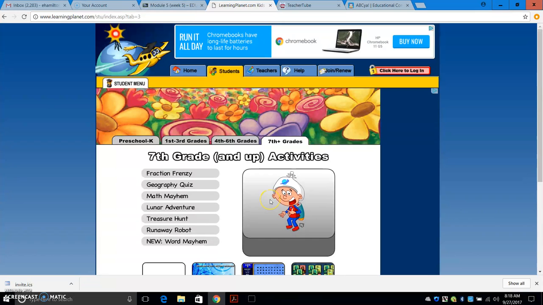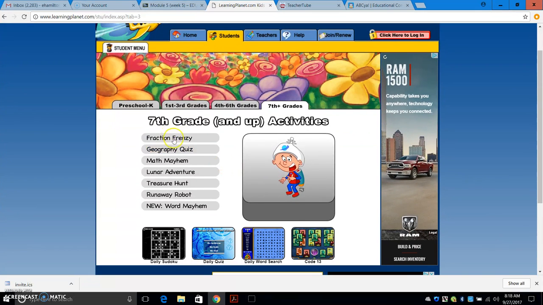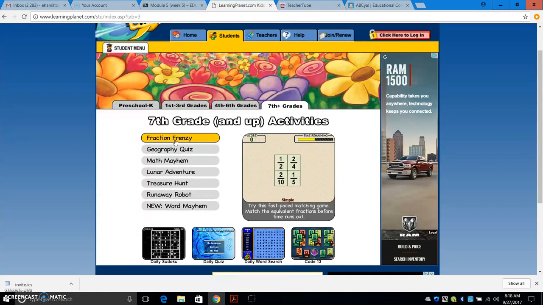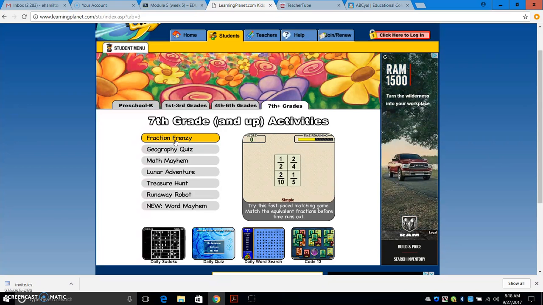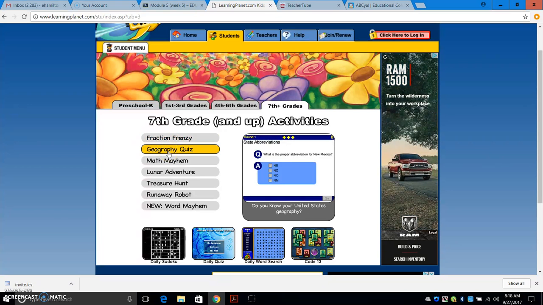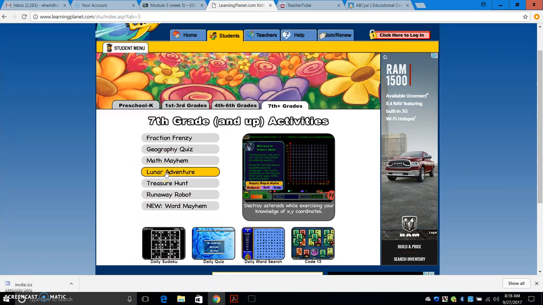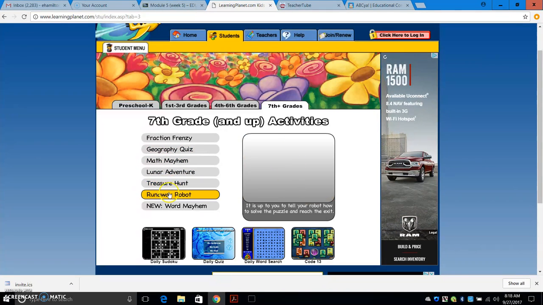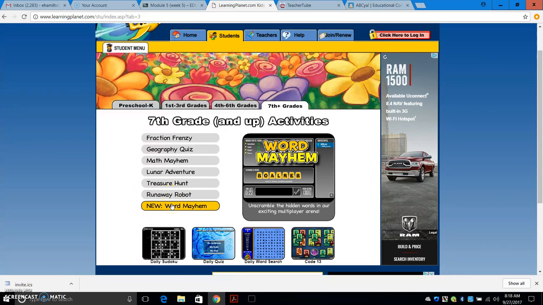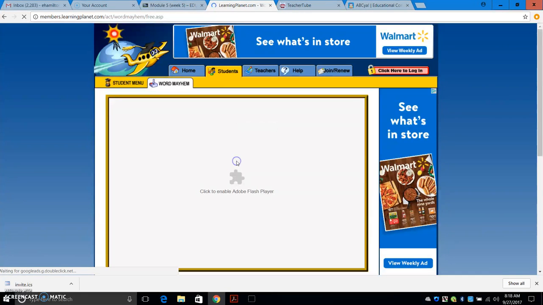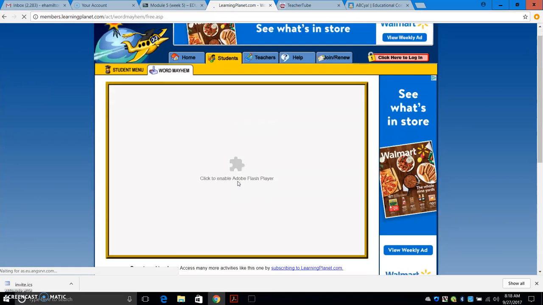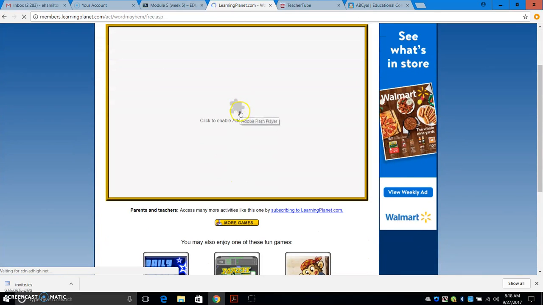Let's see, so we got some activities. Let's see, Fraction Frenzy, so it deals with fractions. I'm not going to try that because I'm an English teacher. Geography quiz, we have geography. Math Mayhem, Lunar Adventure, some more stuff with science, Treasure Hunt, Runaway Robot, and Word Mayhem. So let's look at this, Word Mayhem. You have to enable the Adobe Flash Player.